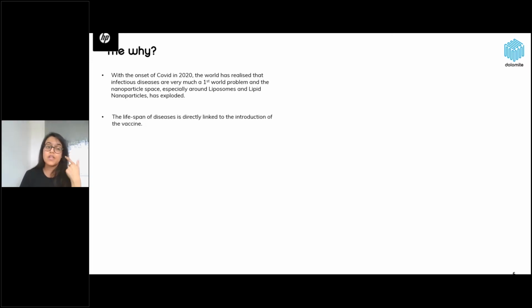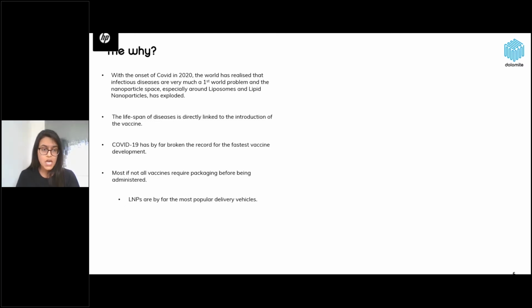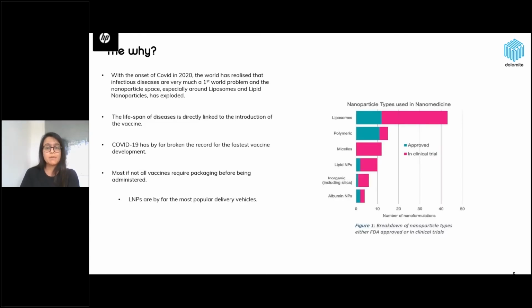And that's what we've seen with COVID, where we've seen the fastest development of a vaccine, and it has by far broken the record in history for eradicating something that's causing such a worldwide pandemic. Most, if not all, vaccines require packaging before they're administered. So this is why LNPs have in the background also gained a lot of traction, and become a useful vehicle for delivering therapeutics. And that's because they are very, very biocompatible.